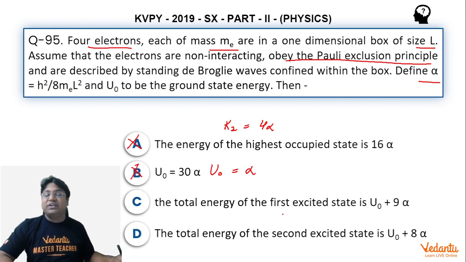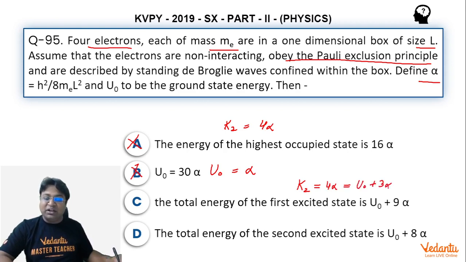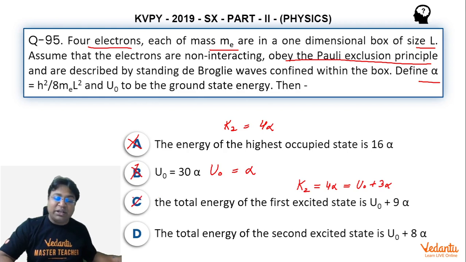Total energy of the first excited state. Now, the first excited state will correspond to n equal to 2. So the energy corresponding to n equal to 2, we have already obtained as 4 alpha, which can also be written as u naught plus 3 alpha. So u naught plus 9 alpha would be an incorrect expression.